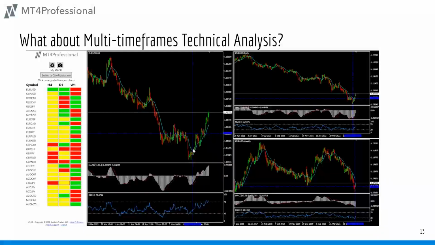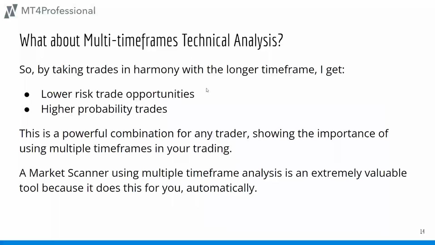So in this particular case, you can see that it was over 100 pips of profit given that specific situation. And I want to be alerted to that. So a scanner can do that given these particular conditions. So by taking trades in harmony with the longer time frame, I get lower risk trade opportunities, I get higher probability trades. And that's a powerful combination for any trader because it shows the importance of using multiple timeframes in your own trading. And if you're not using multiple timeframes in your trading, then you're trading at a deficit.